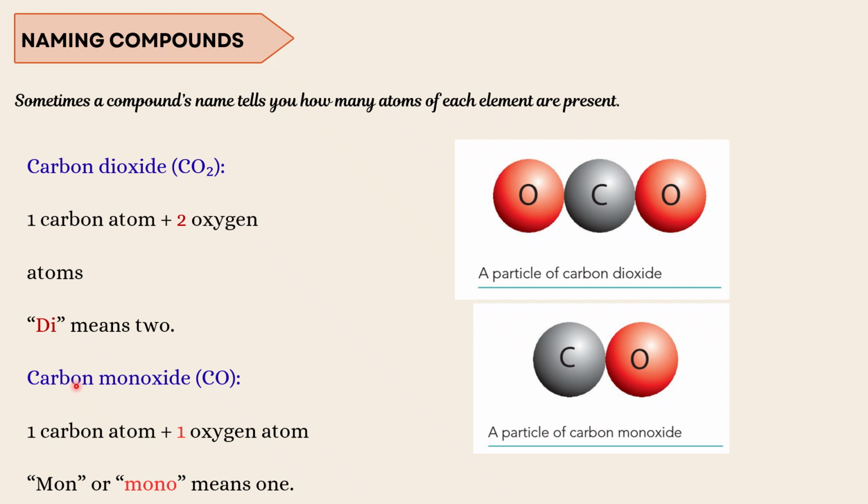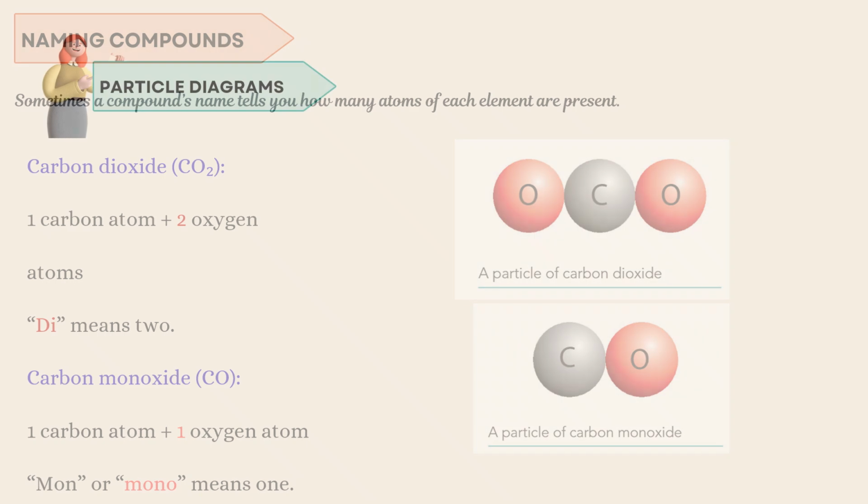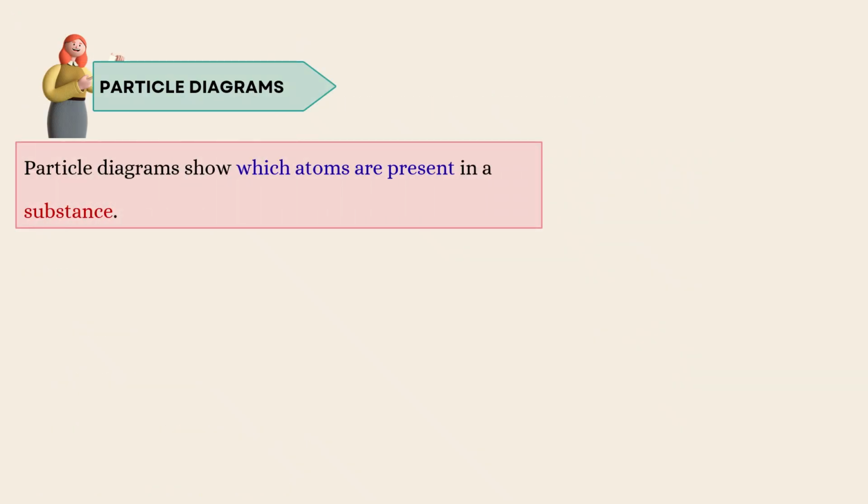Another example is carbon monoxide. So carbon means carbon atom, mono means one, and oxide means oxygen atom. So I know that in case of carbon monoxide, there is one carbon atom and one oxygen atom. This is the information we get after writing the names of the compounds. So this is why it is important to understand how to write the name of compounds, because if you know the rules, then you will be able to make out the number of atoms from the given name of the compound.